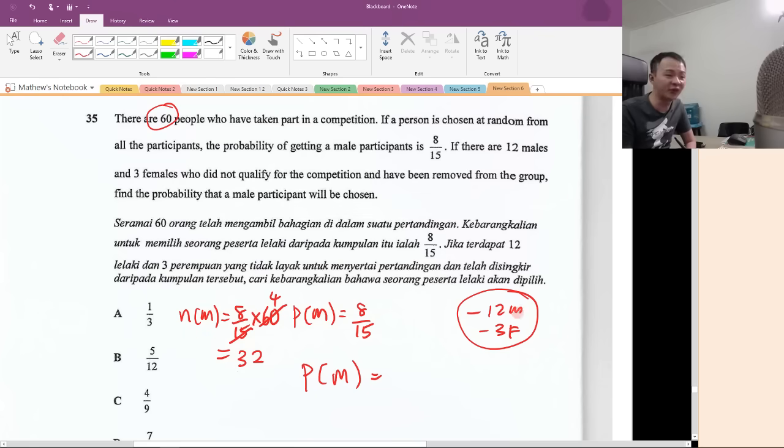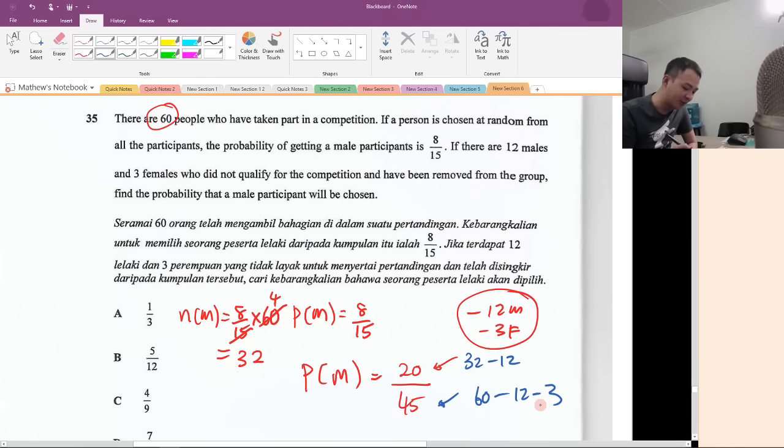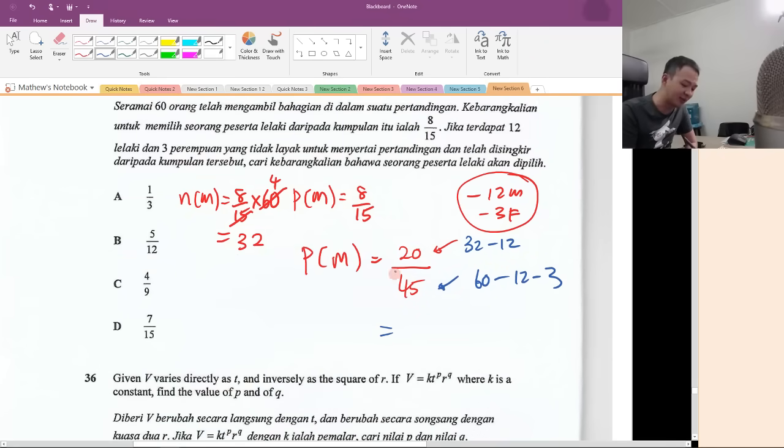After they remove 12 males from the 32, you still have 20 males. Over the total: the total is 60, you remove 12 and remove 3 girls, that is 15 removed, so you are left with 45 students. I get the 20 from 32 minus 12, and the 45 from 60 minus 12 minus 3. Then I simplify by dividing by 5. You get 4 over 9. So the answer will be C.